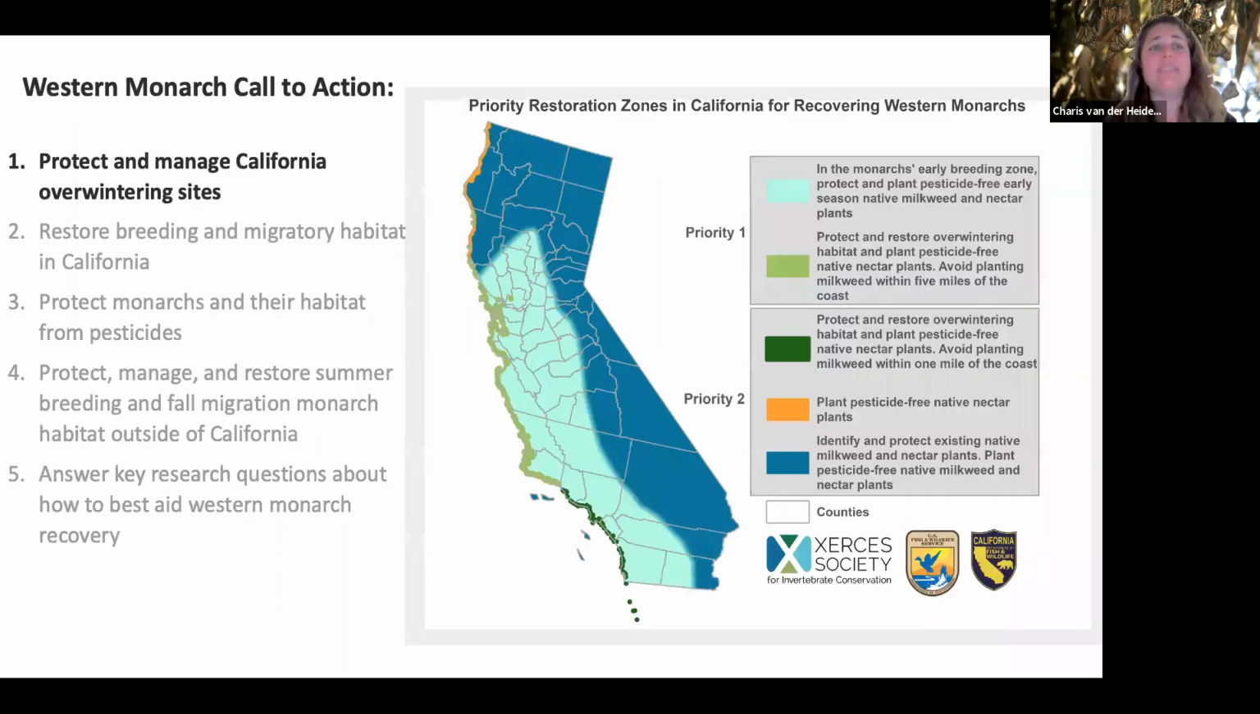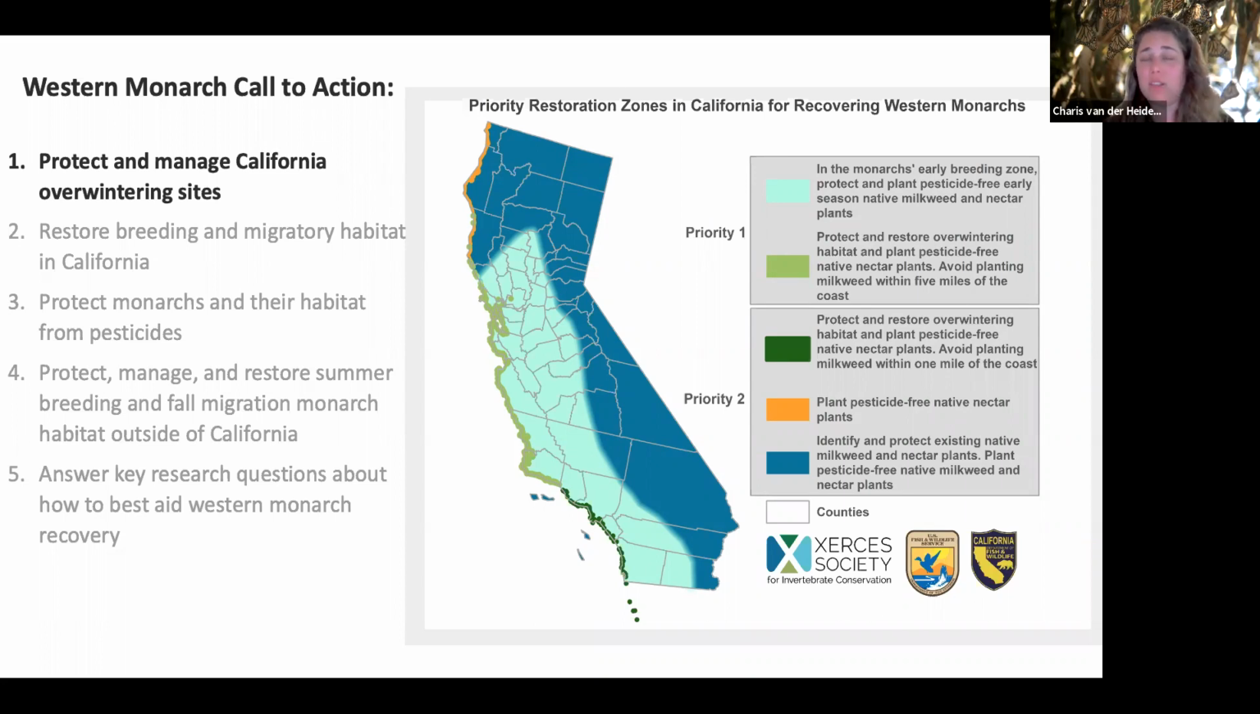Beyond this, the Xerces Society has pulled together the Western Monarch Call to Action, which is a list of actions and where those actions can be applied in California. So number one, we have protect and manage overwintering sites. This is big because currently in California, there is no consistent protection for overwintering sites. So we can advocate at local, regional, and state levels to ensure that these sites are legally protected.